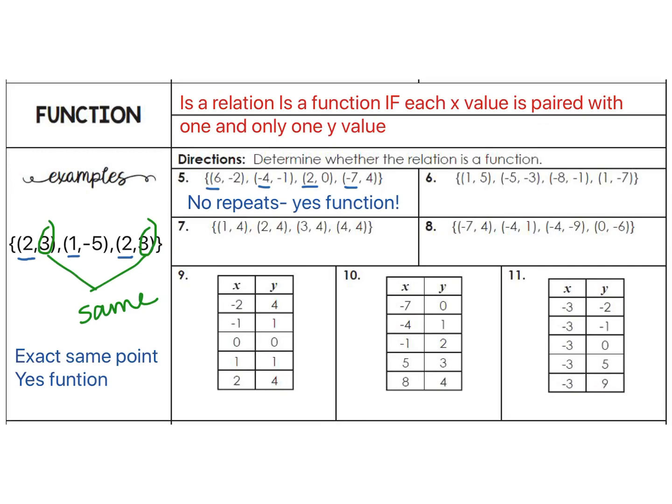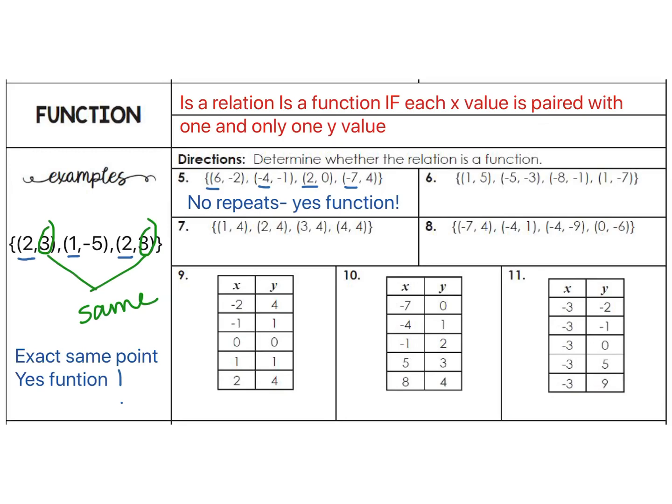Well, we'll look at example 6 in a minute, but as long as they're the exact same point, then if that x matches and the y's both match, then that's okay, and yes, it will still be a function. Okay? Let's look at an example that's not a function.